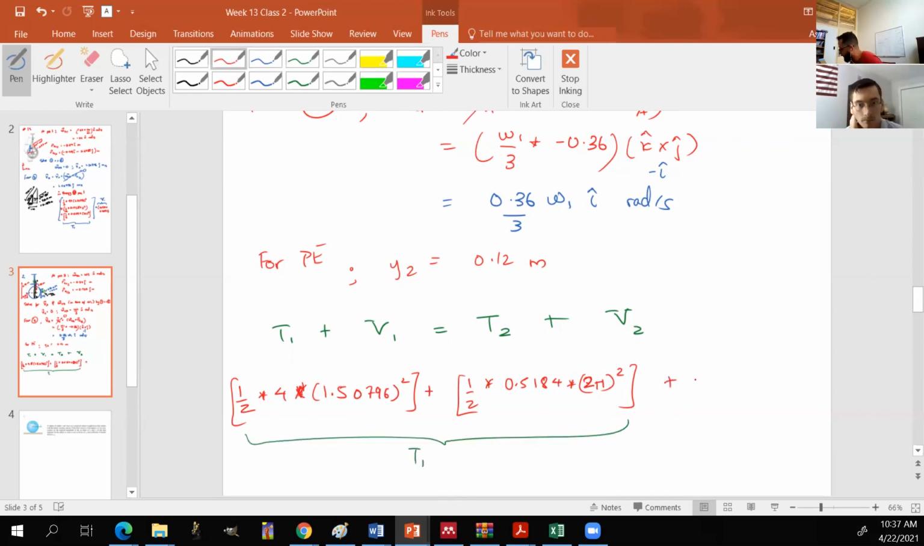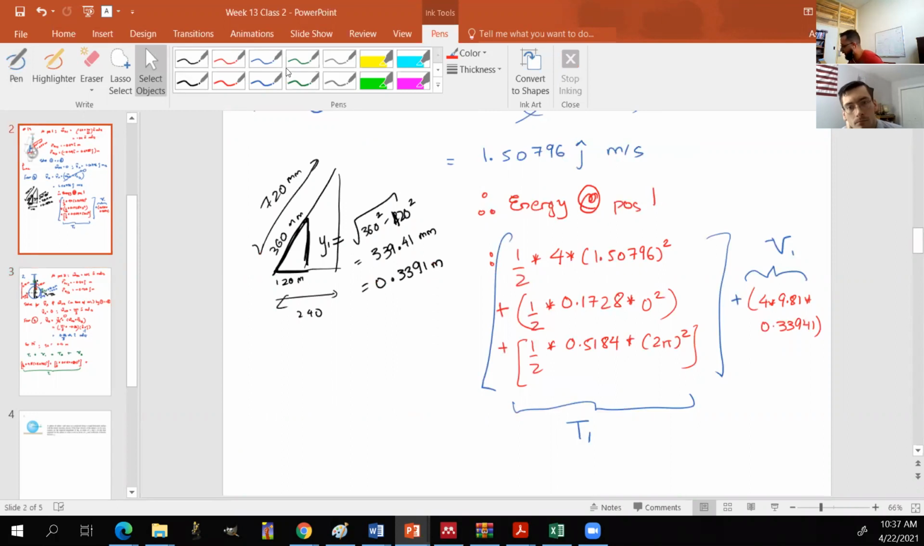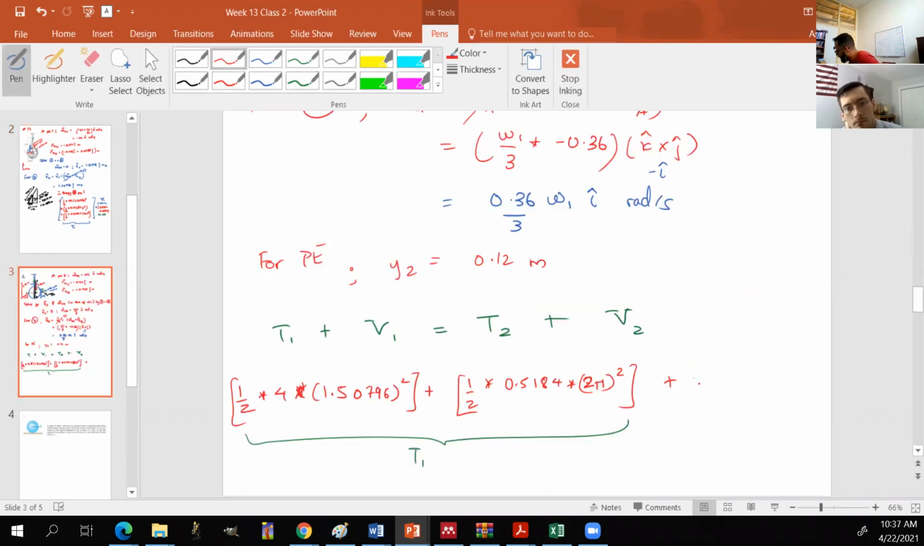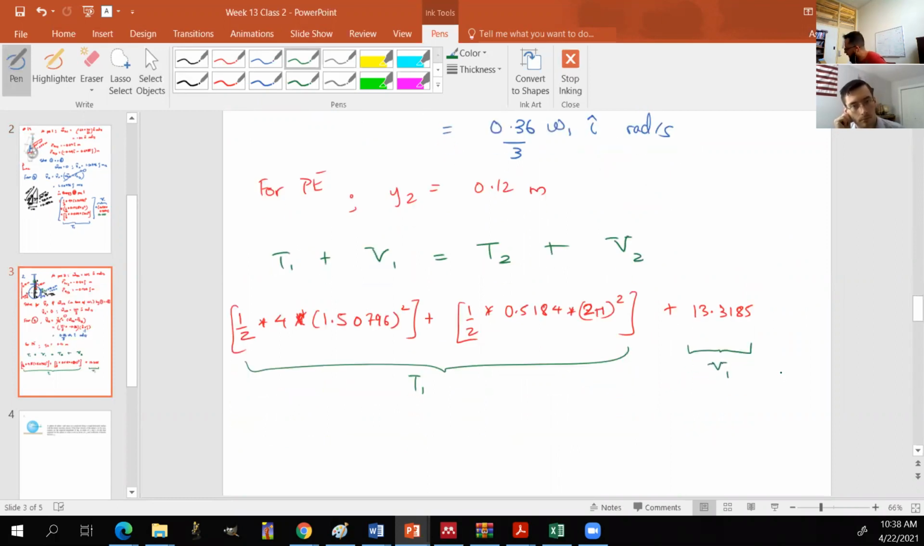Plus my potential energy at that point, which I found out mathematically in the notebook. So this was 13.3185 joules. Yes, 13.3185. This is V1, and everything is known here. It's just a matter of plugging it in. That is equal to my kinetic energy at position 2.